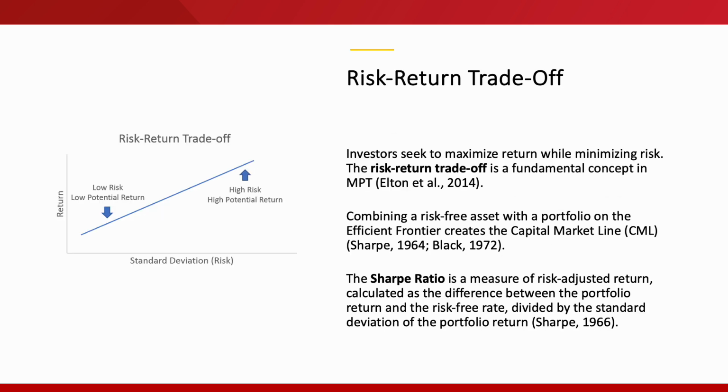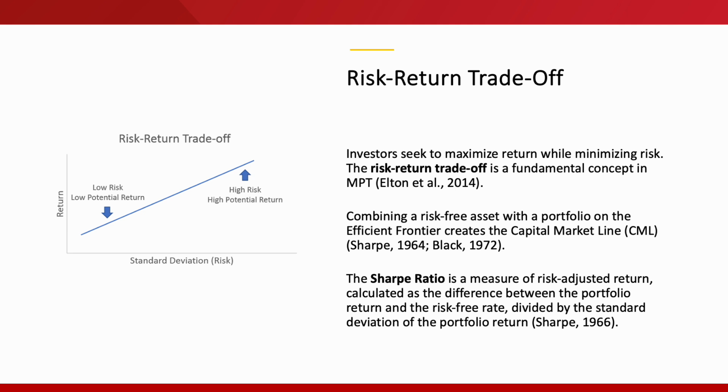risk and return. The risk-return trade-off refers to the principle that potential return rises with an increase in risk. Investors aim to maximize returns while minimizing risk, but achieving this balance requires careful consideration and strategy. One way to manage this trade-off is by including a risk-free asset in the portfolio. The risk-free asset is typically a government bond or another investment with virtually no risk. By combining this risk-free asset with a portfolio on the efficient frontier, we create the capital market line. The CML represents portfolios that offer the best possible return for each level of risk.